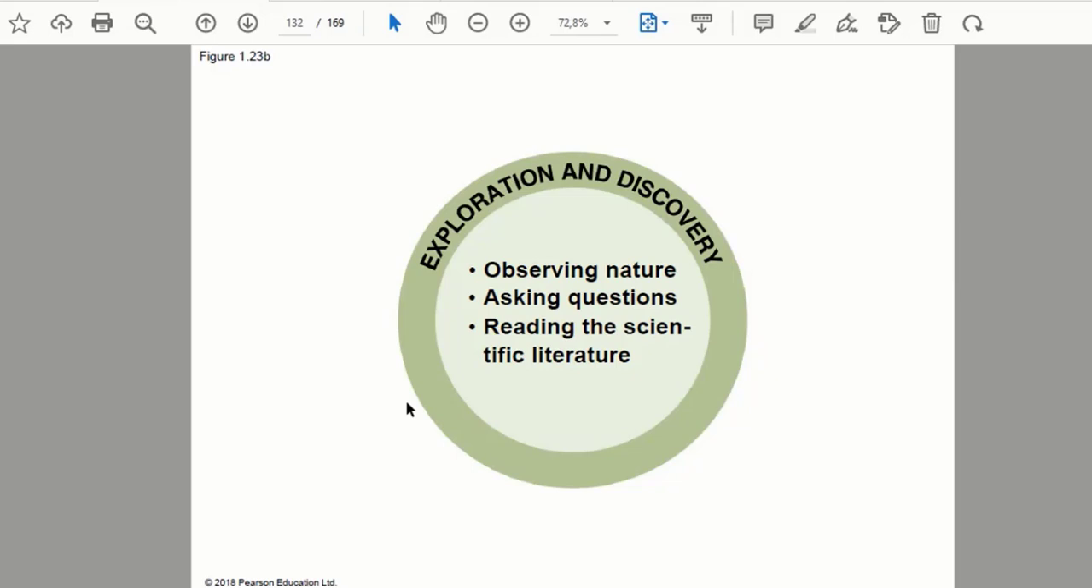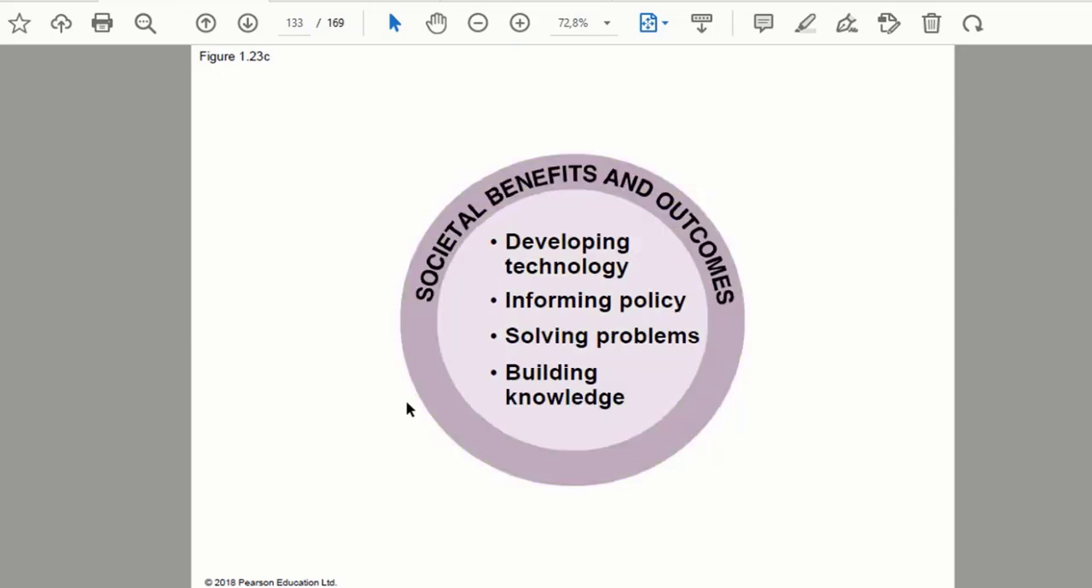I talk about literature. Literature is what previous studies have done before you, because you're not going to be doing something which is extremely new or isolated on its own. There's somebody else who has studied before what you are trying to do at the present moment. Then societal benefits and outcomes: developing technology, informing policy, solving problems, building knowledge.